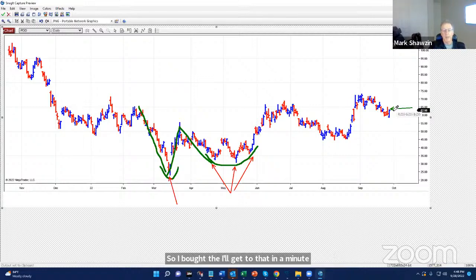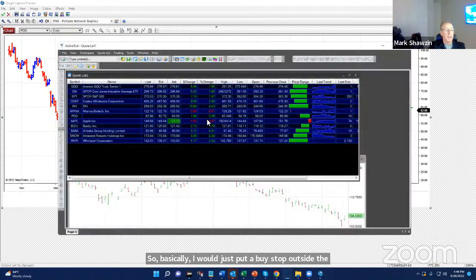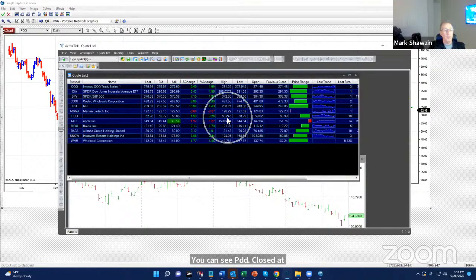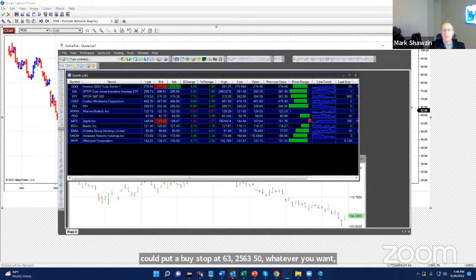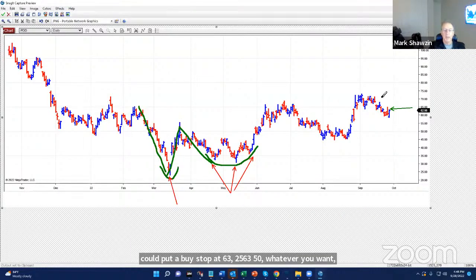So basically, I would just put a buy stop outside the high. You can see PDD closed at 63.24, which was the high. So you could put a buy stop at 63.25, 63.50, whatever you want. But that's how I'd set up a trade. So you could buy this thing at 63.50 on a buy stop, and then you could put your stop loss at some point. Probably the safest thing is underneath that low, which was, what was the low today? About 59.